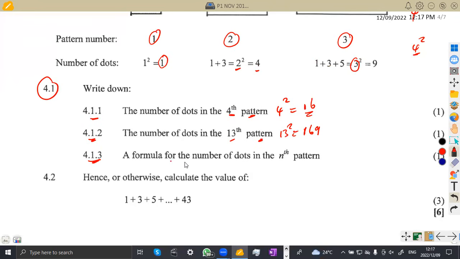4.1.3, a formula for the number of dots in the nth term. The nth term is just like what we had on 4 squared, 5 squared. So if it is 5, it's going to be 5 squared. So if it is n, it's going to be n squared.